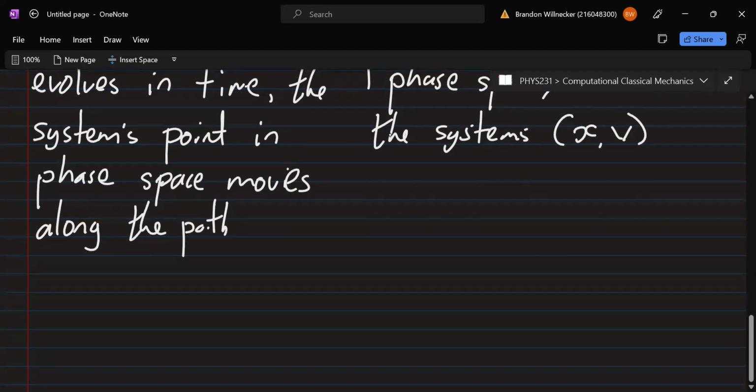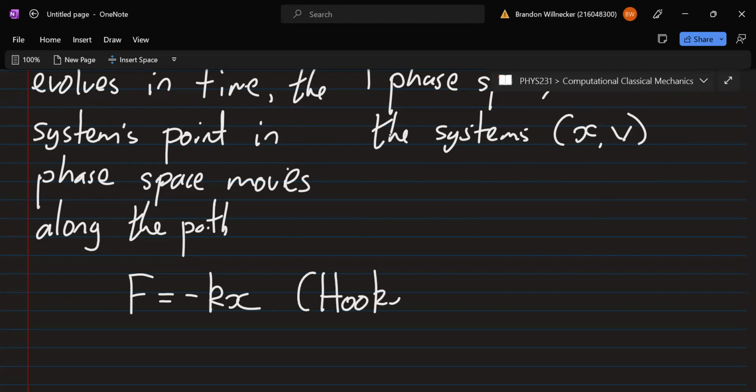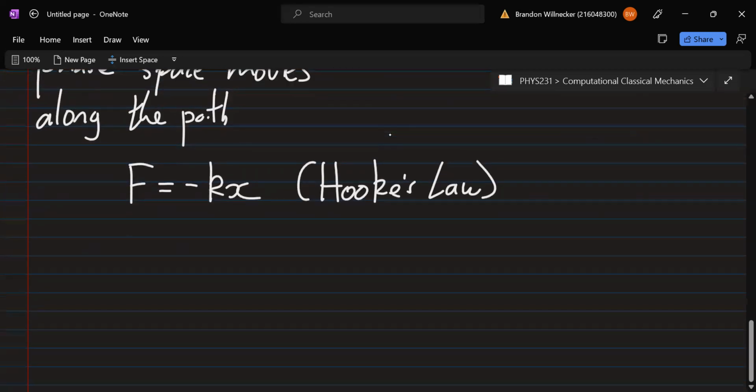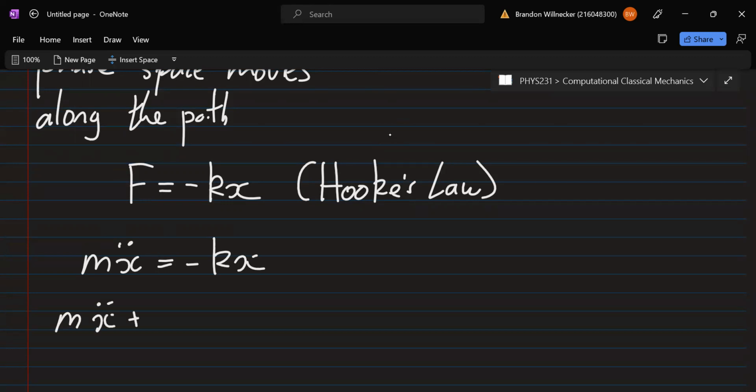We'll look at the example of a harmonic oscillator. For a harmonic oscillator, we have F equals minus kx. That's just Hooke's law. So we've got the restoring force there. And then we can use Newton's second law to find the equations of motion. So F is going to be m x double dot equals minus kx. We can take everything to one side, so we have m x double dot plus kx equals 0.